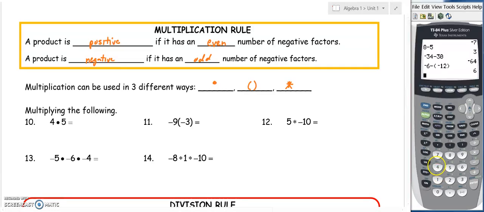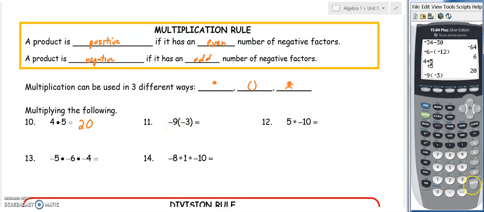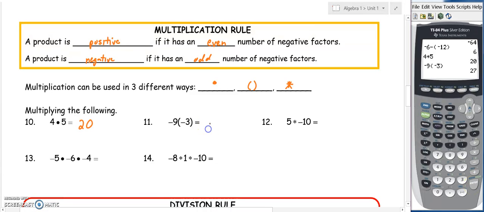4 times 5, both numbers are positive, so we should get +20. Number 11, -9. Make sure we're using the negative sign for these. Parentheses, which means multiply -3. There are two negative numbers, so we should get a positive solution. Number 12, we have one negative factor, so we should get a negative solution. So 5 times -10 gets us -50.